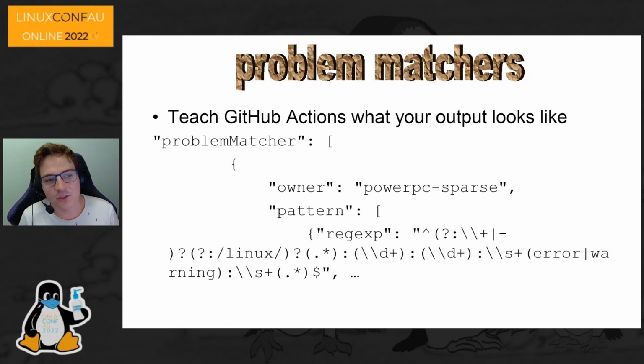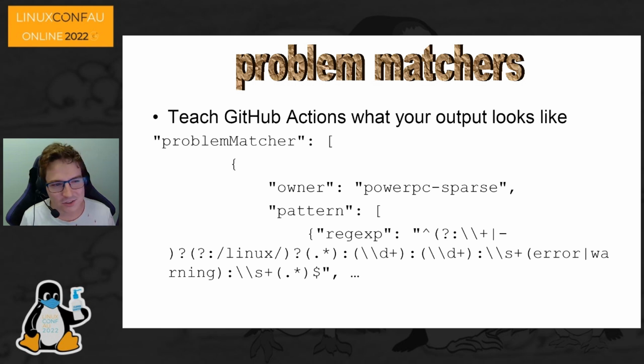Problem matchers. This is essentially a way to teach GitHub Actions what your output means. You're running GCC or Clang. It's spitting out a bunch of stuff. Some of it's exploding, lots of it is unimportant, some of it is important. How do you get GitHub to know what those things mean?